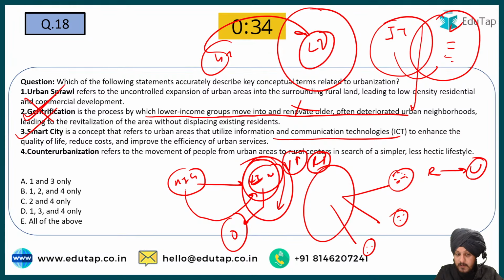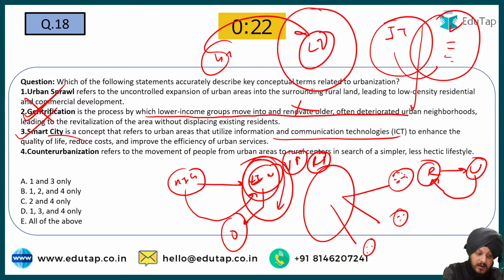The urban people, right? The movement of people from the urban areas to the rural center, right? Because they are tired from their hectic lifestyle, so they want to get rid of that. So basically that is the term that we denote in order to understand it, which is counter urbanization.